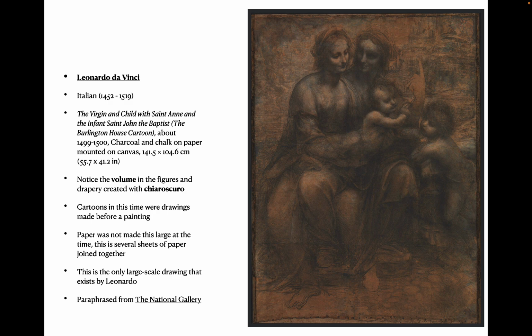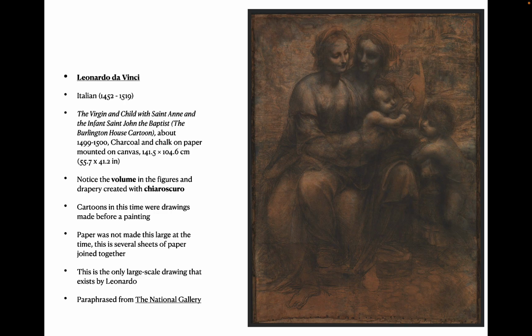So paper at this time was not made this big. And so what Leonardo did is put a lot of different pieces of paper together. You can see some of the lines, and then mounted it on canvas. This is the only existing large scale drawing that we have by Leonardo. So it's really a special one that comes up in art history a lot.